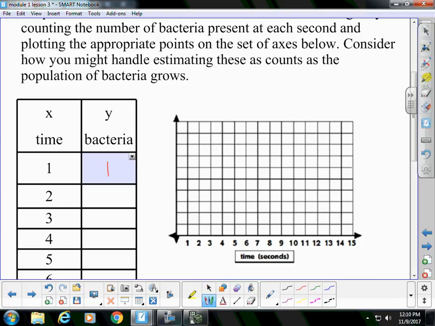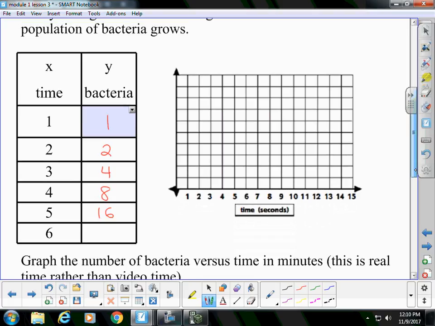And then in 2 seconds, it's going to double, so there will be 2 bacteria. In 3 seconds, so another second goes by, it's going to double, and there's going to be 4. And then in 4 seconds, it's going to double again, and there's going to be 8. 5 seconds, it's going to double again, so there's going to be 16. And every time it splits, it doubles. So then there would be 32.